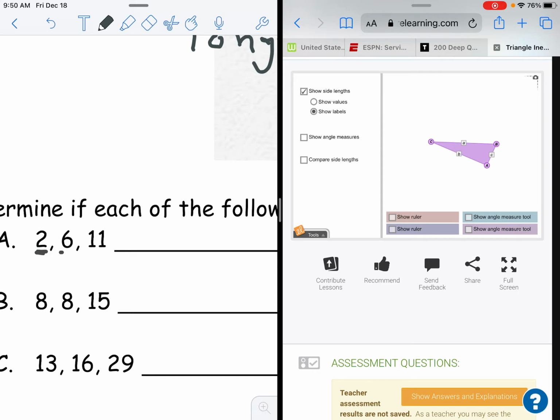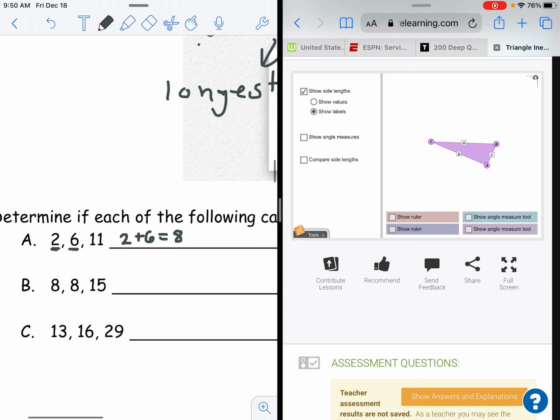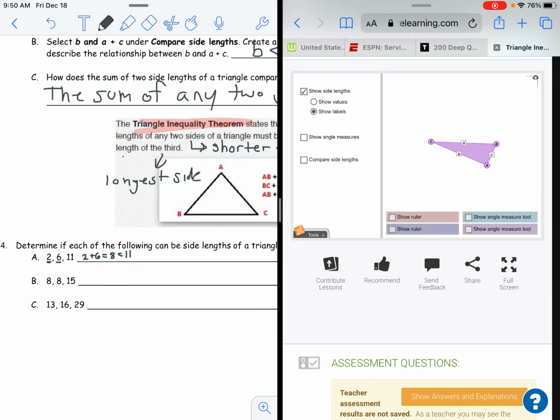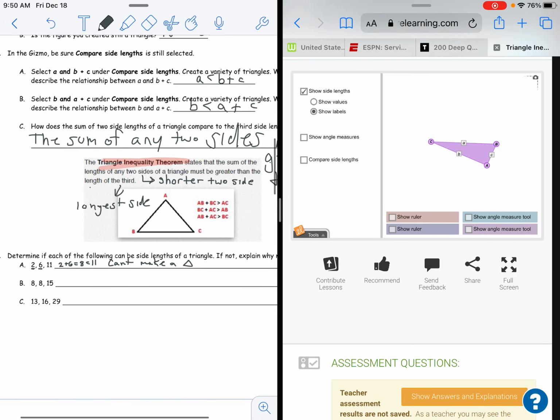So we're going to pick the two smaller sides. I'm going to do 2 plus 6, which equals 8. Now, notice how 8 is less than 11. It's not greater, so you can't make a triangle. We'll just say too short. The two smallest sides are too short.